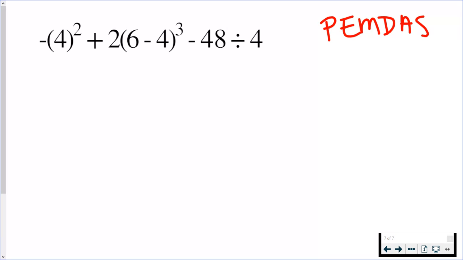Now, I need to point out that the parentheses that I just underlined are not the parentheses that this is referring to. The parentheses are 6 minus 4. It's what's happening inside of parentheses. So your first order of operations is what's happening inside parentheses. The only thing occurring inside of any of the parentheses here is 6 minus 4, which is 2.